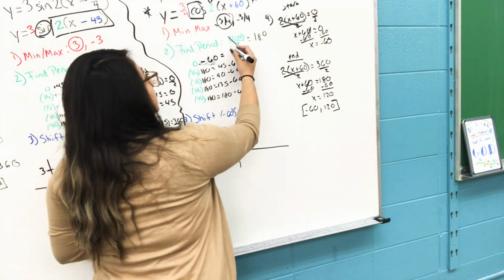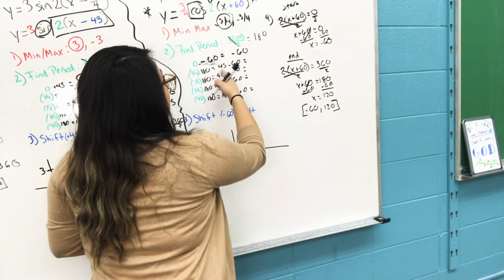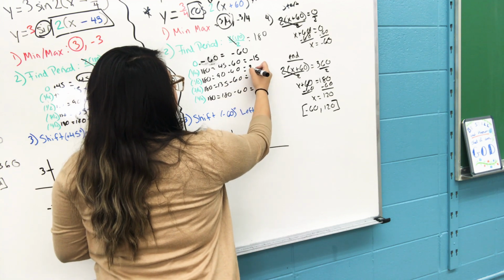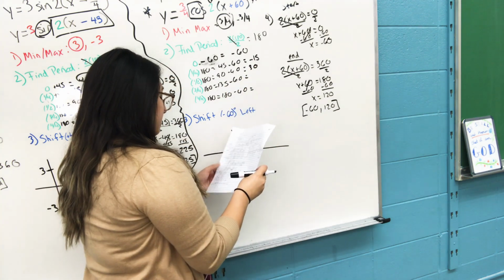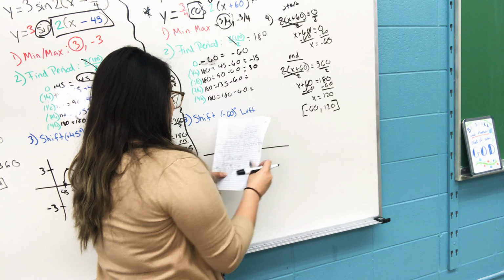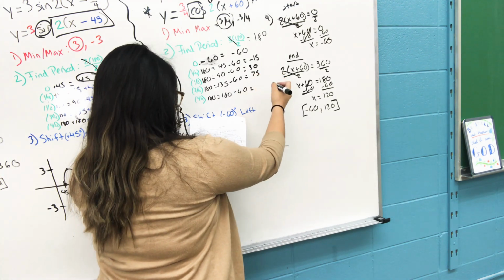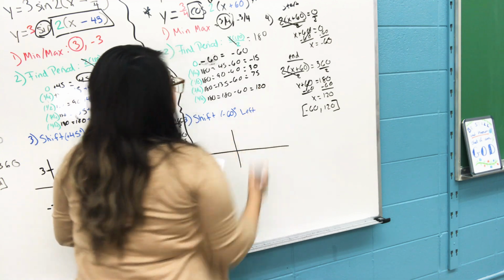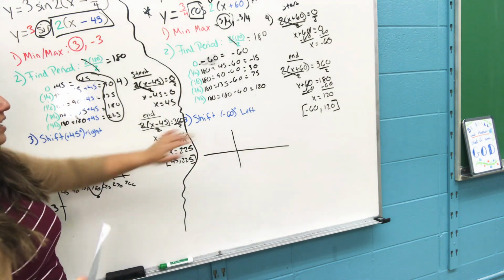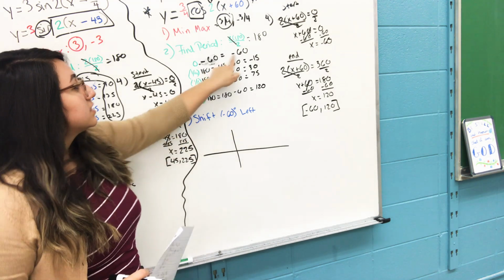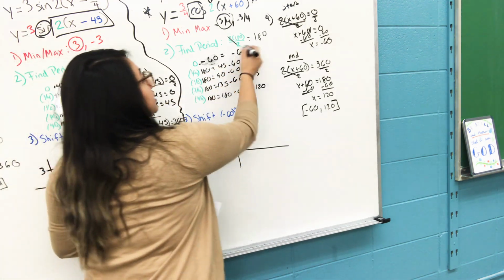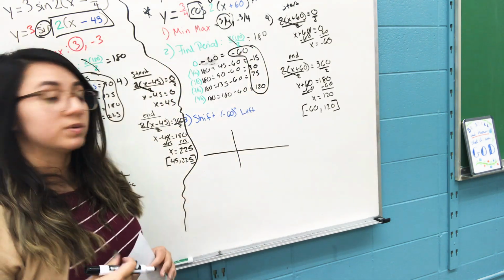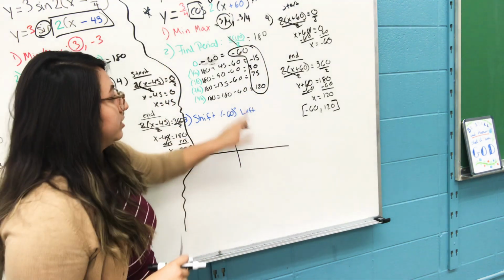So 0 minus 60, negative 60. 45 minus 60, I get negative 15. 90 minus 60, 30. 135 minus 60, I get 75. And then the last one is 180 minus 60, and I get 120. I find my shift. I'm subtracting 60 from every one of my numbers here. These are my new set of parts, and that's where I'm going to graph at each of these points.